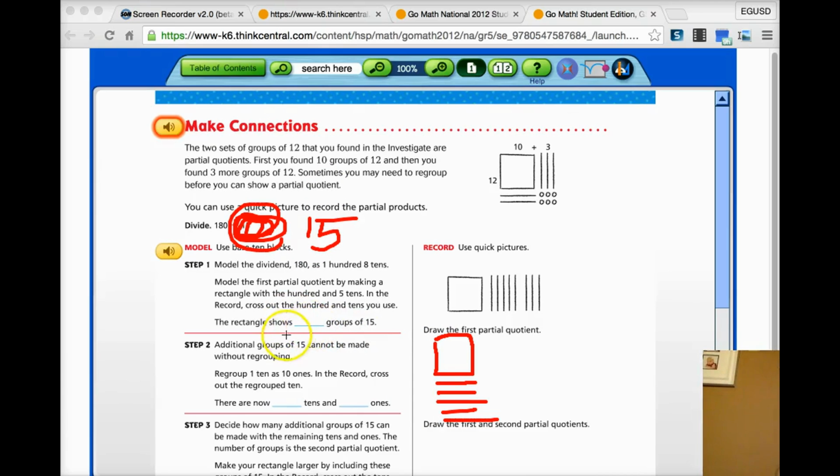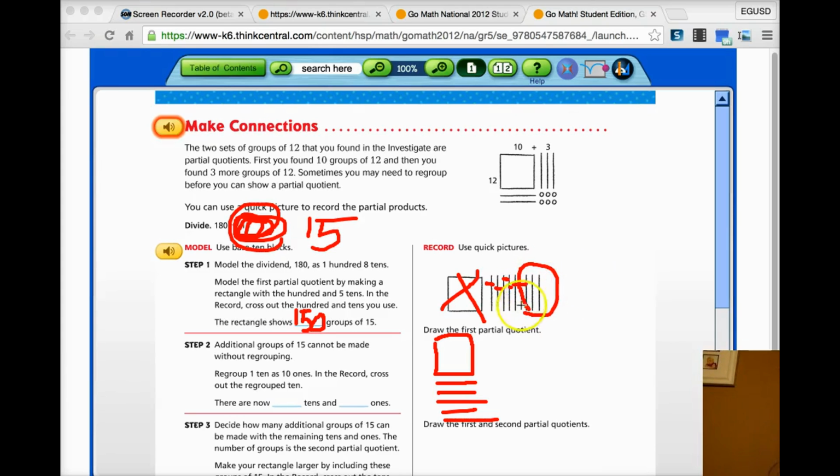Then, so if I'm looking at this first partial, I have 100 and 10, 20, 30, 40, 50. So this rectangle is going to show 150, okay, groups of 15. So now I need to do the second partial quotient, okay? So an additional group of 15 cannot be made without regrouping because I've already used 150, right? So I've used 100, and I've used 1, 2, 3, 4, 5. So all I have left are these 3 tens, but I can't make 15 out of those 3 tens, so I'm gonna have to regroup.